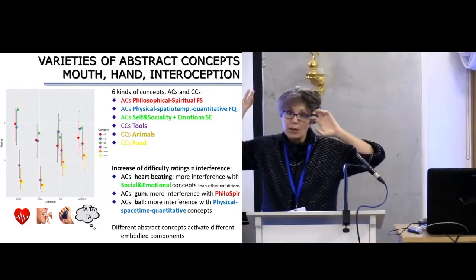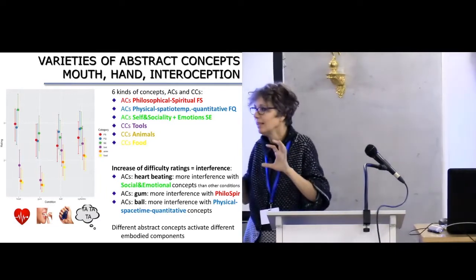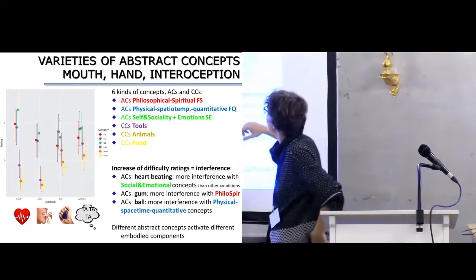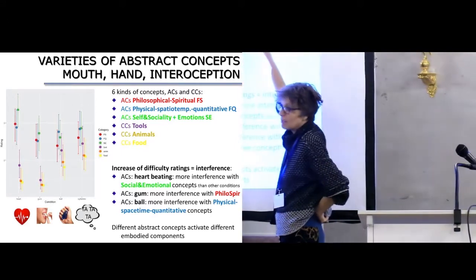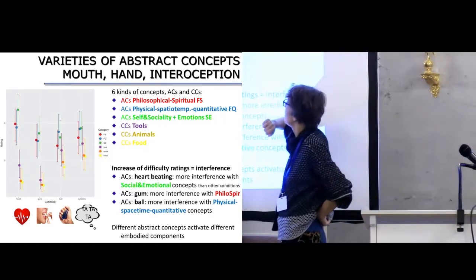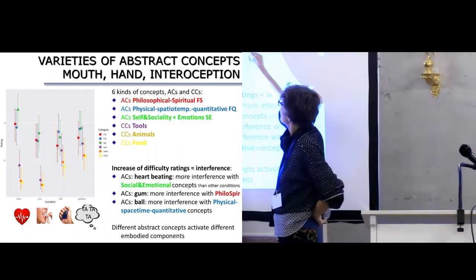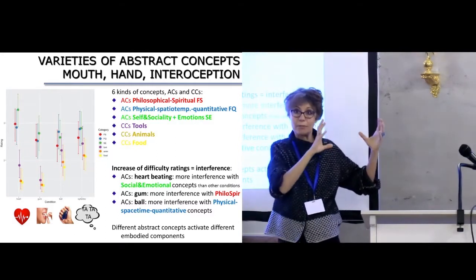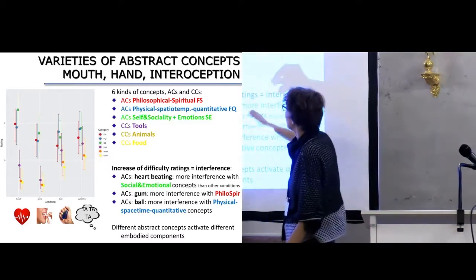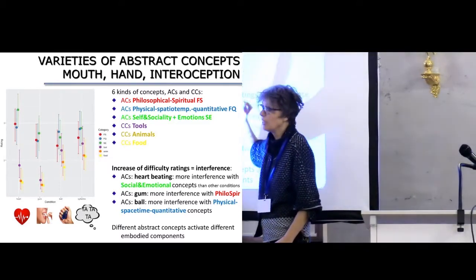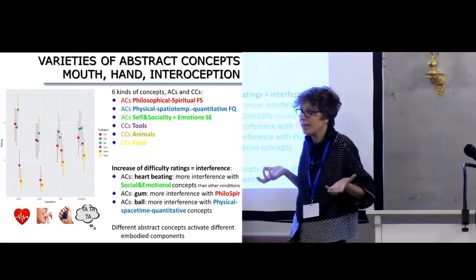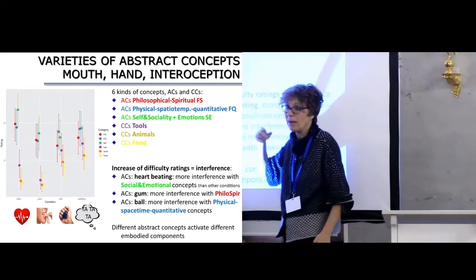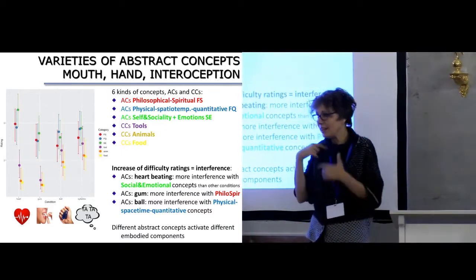Then we analyzed, as I said, abstract and concrete concepts, but abstract and concrete concepts were composed of different sub-concepts. So in the case of abstract concepts, we had philosophical and spiritual, physical, spatiotemporal, and self and sociality and emotional concepts, that we identified in the previous studies. And in the case of concrete concepts, we used the most used in the literature. So tools, animals, and we used food because we were interested in the interoceptive language.